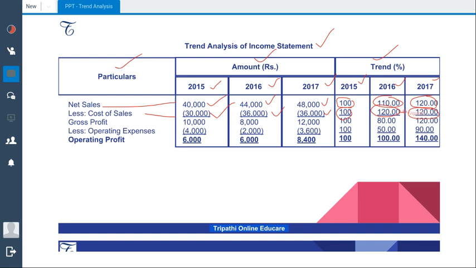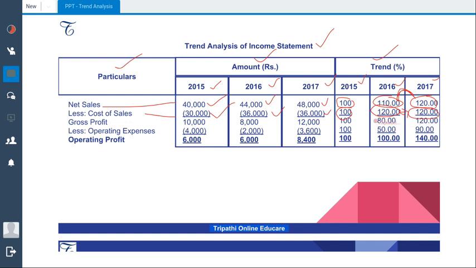Now, what is this? This indicates that you are controlling your cost. Your sales are increasing, but cost remains the same. So that will affect your profit. That means you will get more profit as you're controlling your cost.